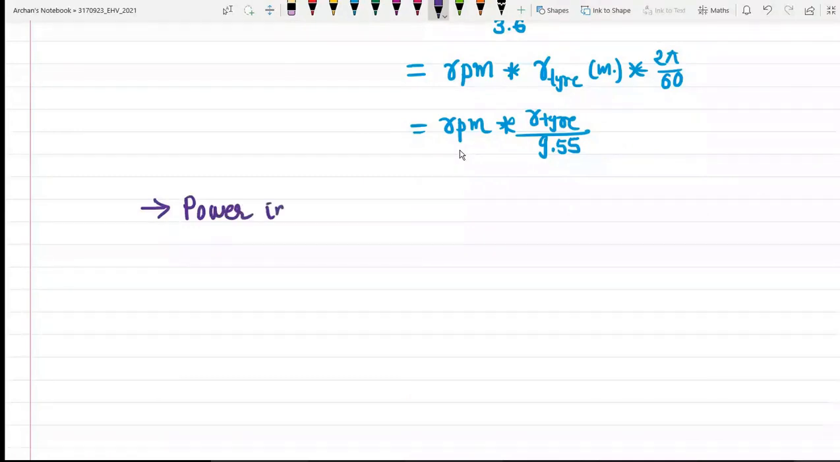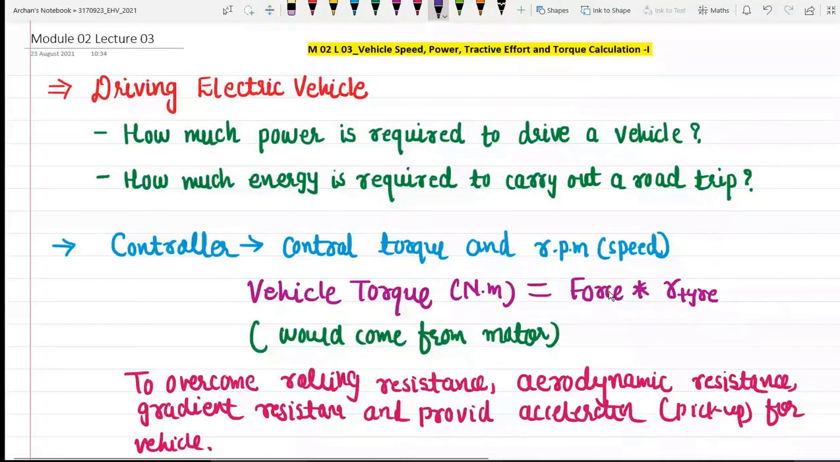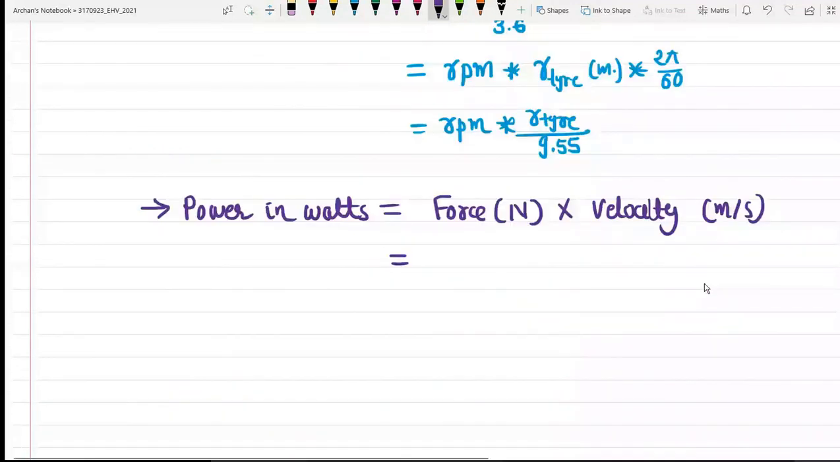Okay, so my next performance parameter would be power, and generally power is calculated in watts. It is nothing but the force in Newton multiplied by velocity in meter per second. So we know the force. What is force? Force is equal to vehicle torque divided by radius of tire. So power is torque divided by radius of tire, into velocity in meter per second.